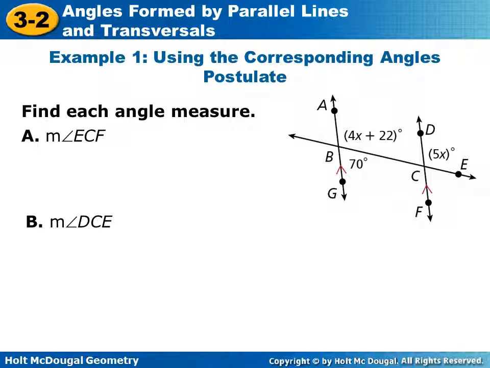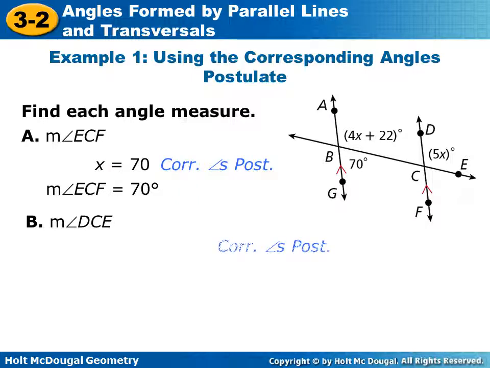Let's find the angle measure for these questions. We have the measure of angle ECF, which is in the bottom right, and we're going to use the corresponding angle postulate. We see that for the corresponding angle, 70 degrees is angle GBC, and so since they are the same, that would also be 70 degrees.